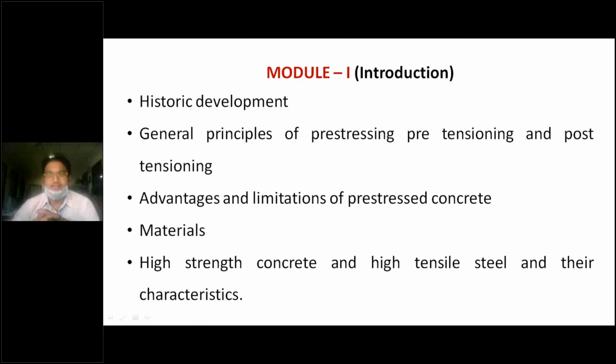Today we are going to start with module one, which covers the historical development of prestressed concrete structures and prestressing technology, along with the general principles of prestressing. It includes pre-tensioning and post-tensioning, the advantages and limitations of prestressed concrete structures, the materials used in prestressing technology, and what exactly high strength concrete and high tensile steel are and their characteristics. These are the topics involved in module one.